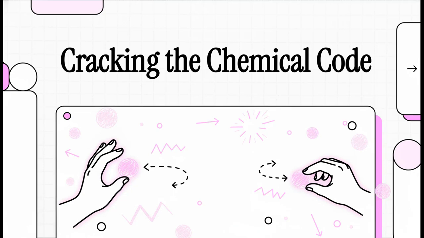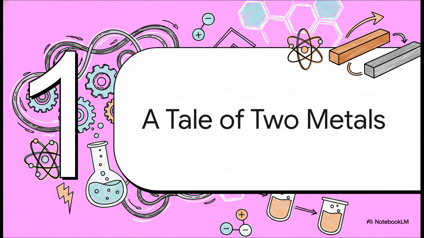Have you ever looked at a chemical reaction and wondered, why? Why do some just happen in a flash, while others do absolutely nothing? Well, today we're going to become chemical detectives. We're cracking the code on the invisible force that pushes and pulls electrons, something called electrode potential. So to get our heads around this, let's start with a really simple but kind of puzzling little chemistry story.